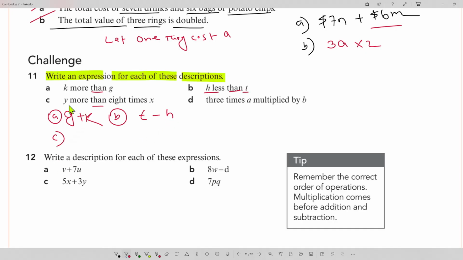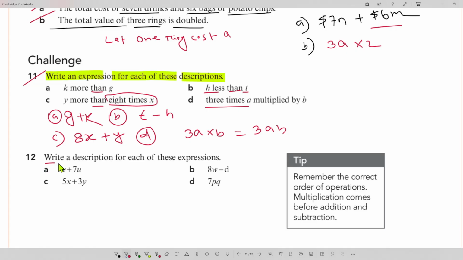Number B, H less than T, it means T minus H. Number C, Y more than 8 times X, it means 8 times x is 8x plus y. Number D, 3 times a multiplied by b, it means times b, we can write 3ab. Okay, this is a very simple thing. So next, number 11 done.